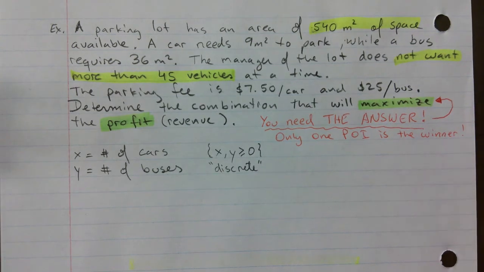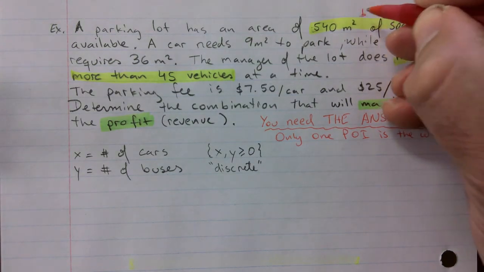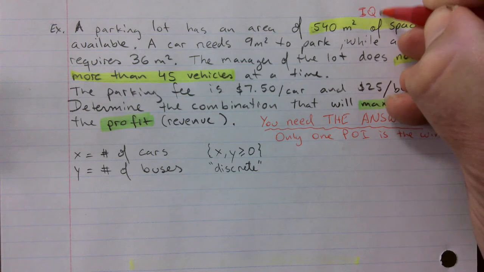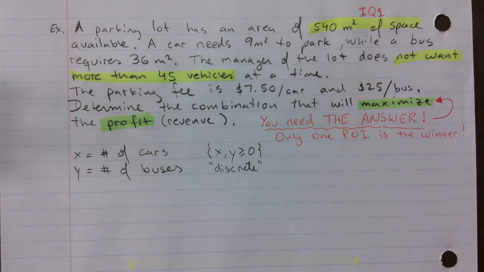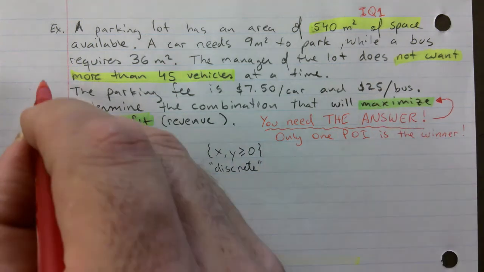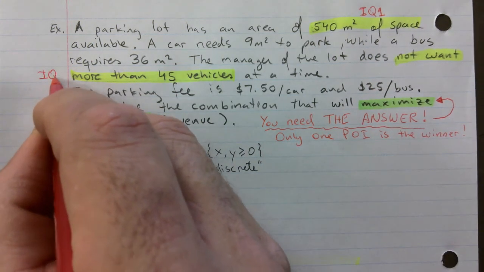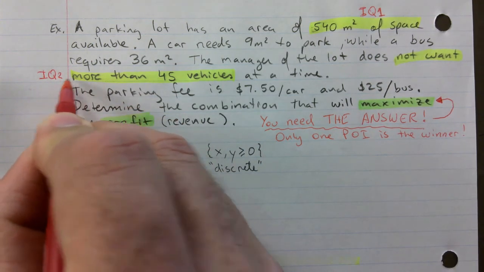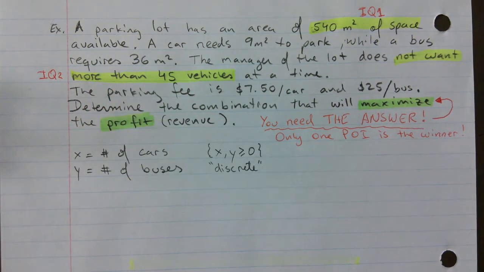If you want to do this, I'm grabbing my red pen and I'm just going IQ1 on top of the first highlighted section, and I'm going IQ2 right next to this section here that I highlighted. So 2 inequalities. And then keep reading.